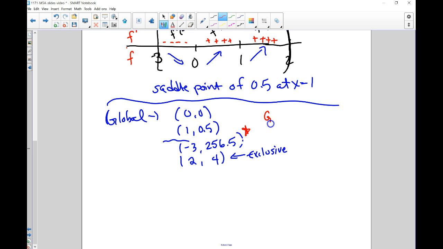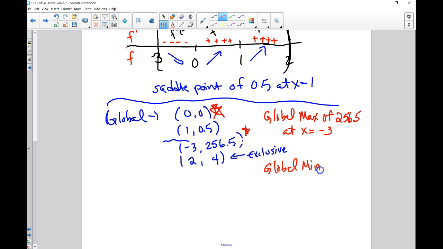So this is a global max of 256.5 at x is equal to -3. And then similarly, the lowest value, which is here, this is going to be a global min of 0 at x is equal to 0.